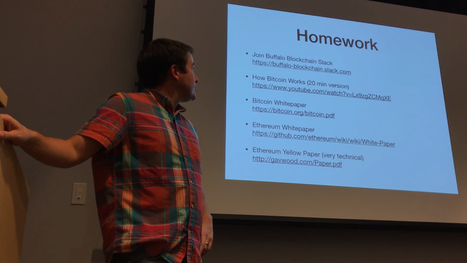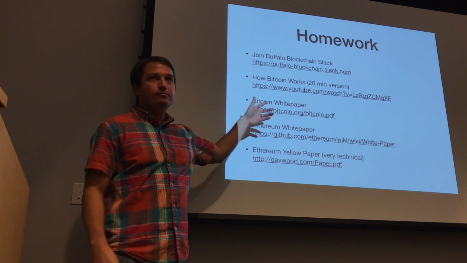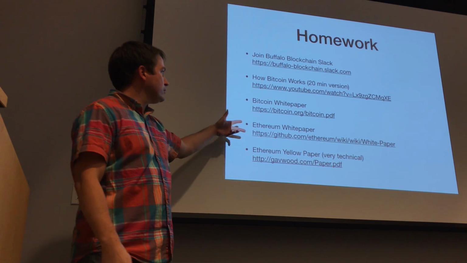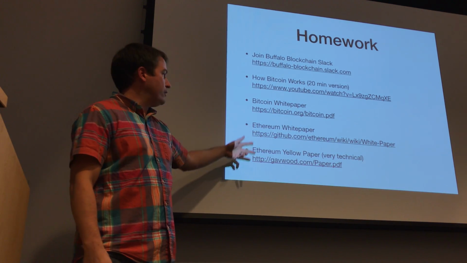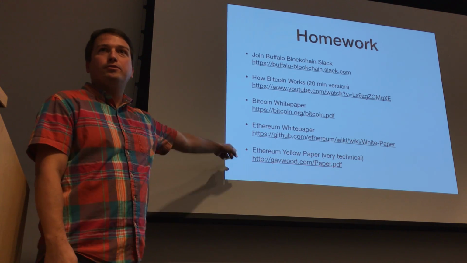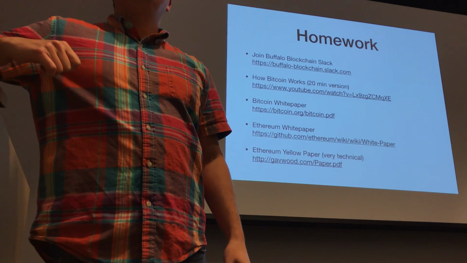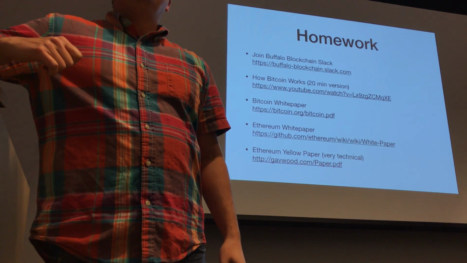So my recommendation would be to watch this video, read the Bitcoin white paper, read the Ethereum white paper, and if you really want to get into some of the guts and very technical pieces, you can read the yellow paper. Can you tell me the relationship with Gavin Wood and Wikipedia?